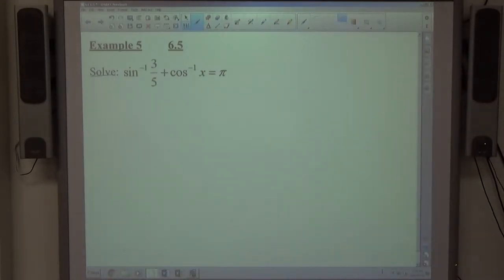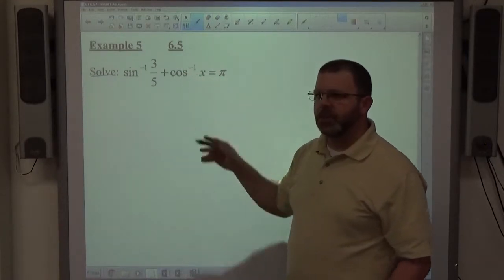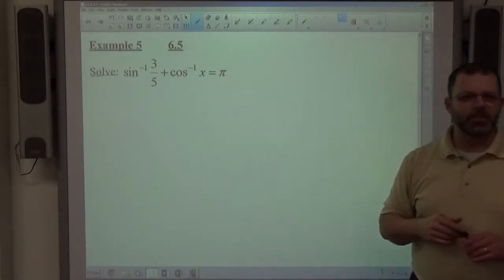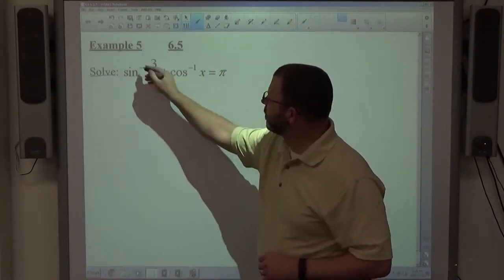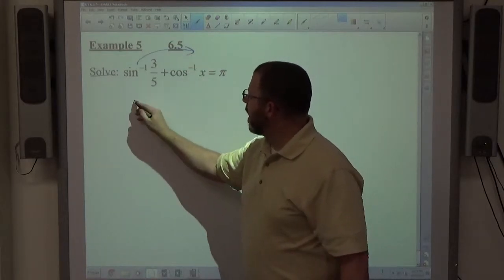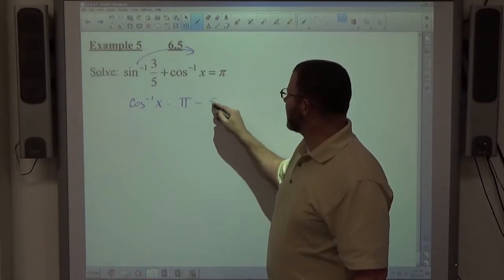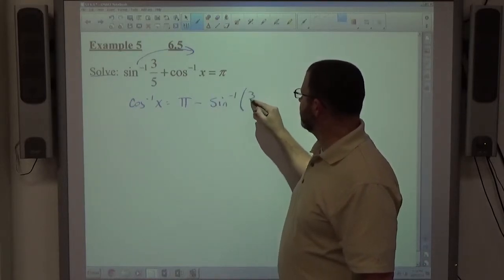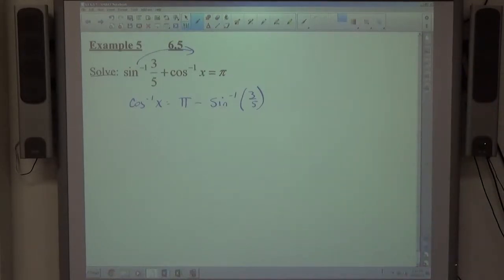All right. How you go about doing that is determined by where x is and what it's with. The fact that x is the argument of an inverse trigonometric function tells me job 1: get that thing solved first. In other words, get this thing all by itself equal to everything else. So if I move the sine inverse of 3/5 over there, I get cosine inverse of x equals pi minus sine inverse of 3/5.